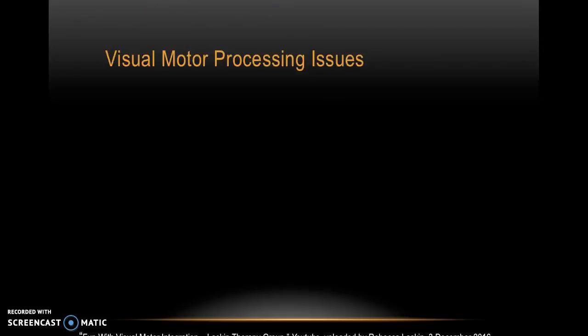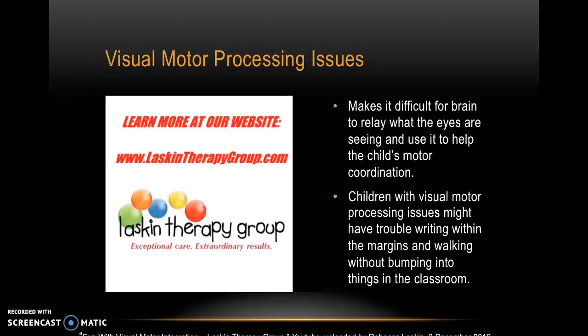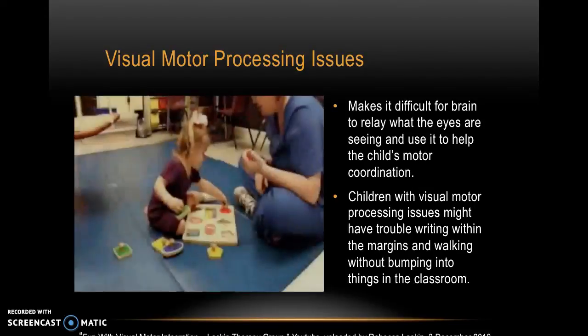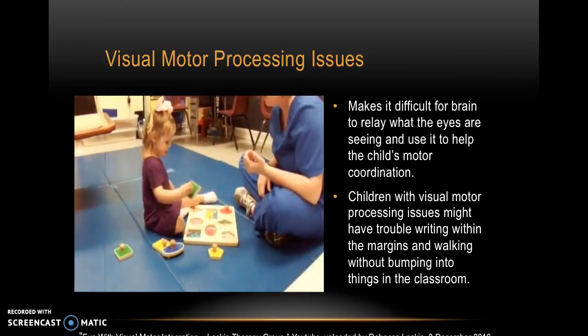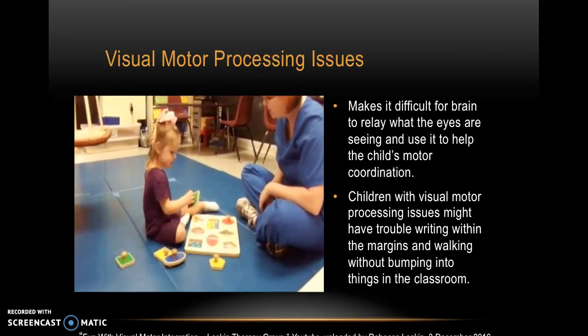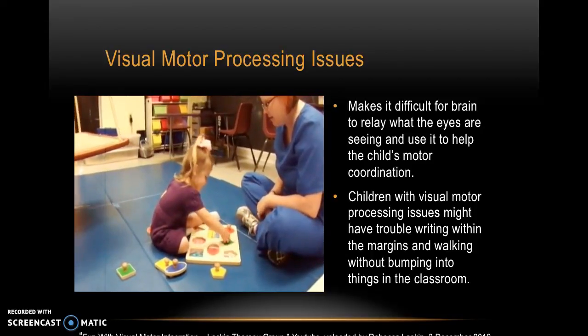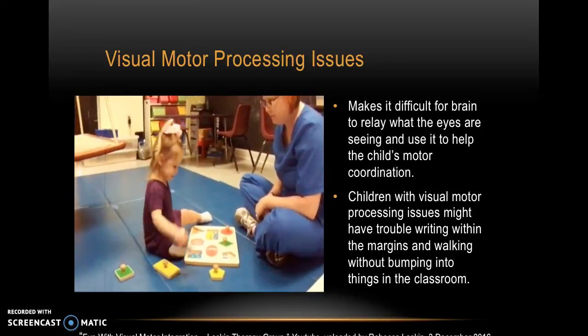Visual motor processing is another type of visual processing disorder. Now, a child with visual motor processing issues will have difficulty taking in what their eyes see and using it to help coordinate their motor skills. So, children with this type of issue might have trouble writing within the margins on lined paper, have difficulty not bumping into things around the classroom, and also might have trouble copying information from a textbook or board.